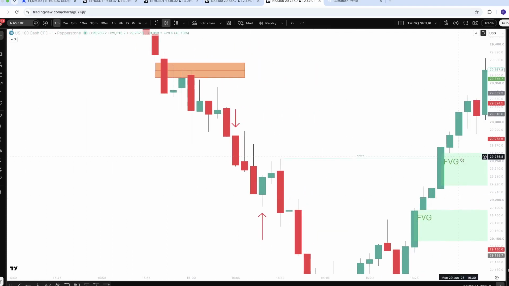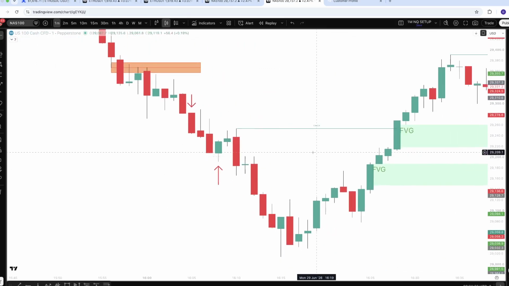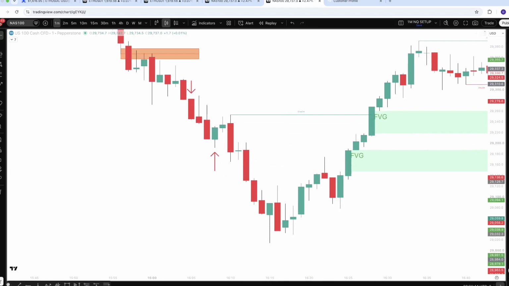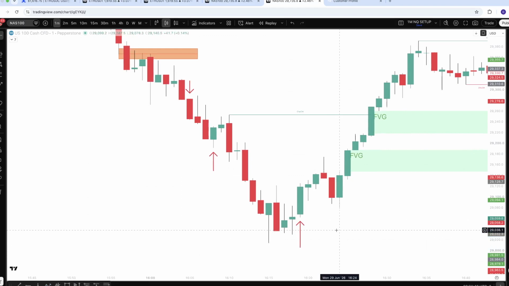But now you need to watch and see, do we really have a big change of character or break of structure candle? No, we don't have it. And we have it here. This is the candle that is kind of giving me a change of character because we're really close above this red candle. This is not, no, this one is it. And this one. These two candles are the strongest candles for a change of character or a break of structure to start looking for longs.